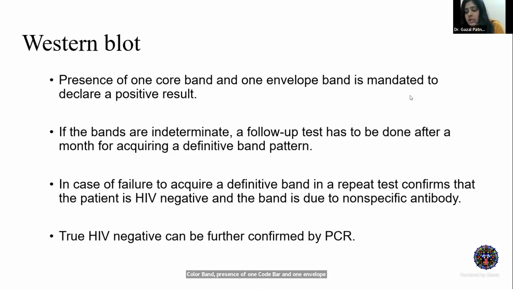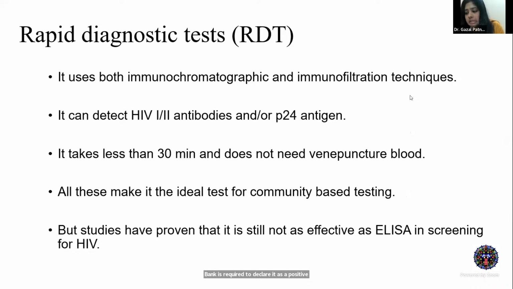True HIV needs confirmation, which can be done with PCR. Rapid diagnostic tests are fast, and they use both immunochromatographic and immunofiltration techniques. They can detect HIV 1, 2 as well as P24 antigen, and it takes less than 30 minutes.